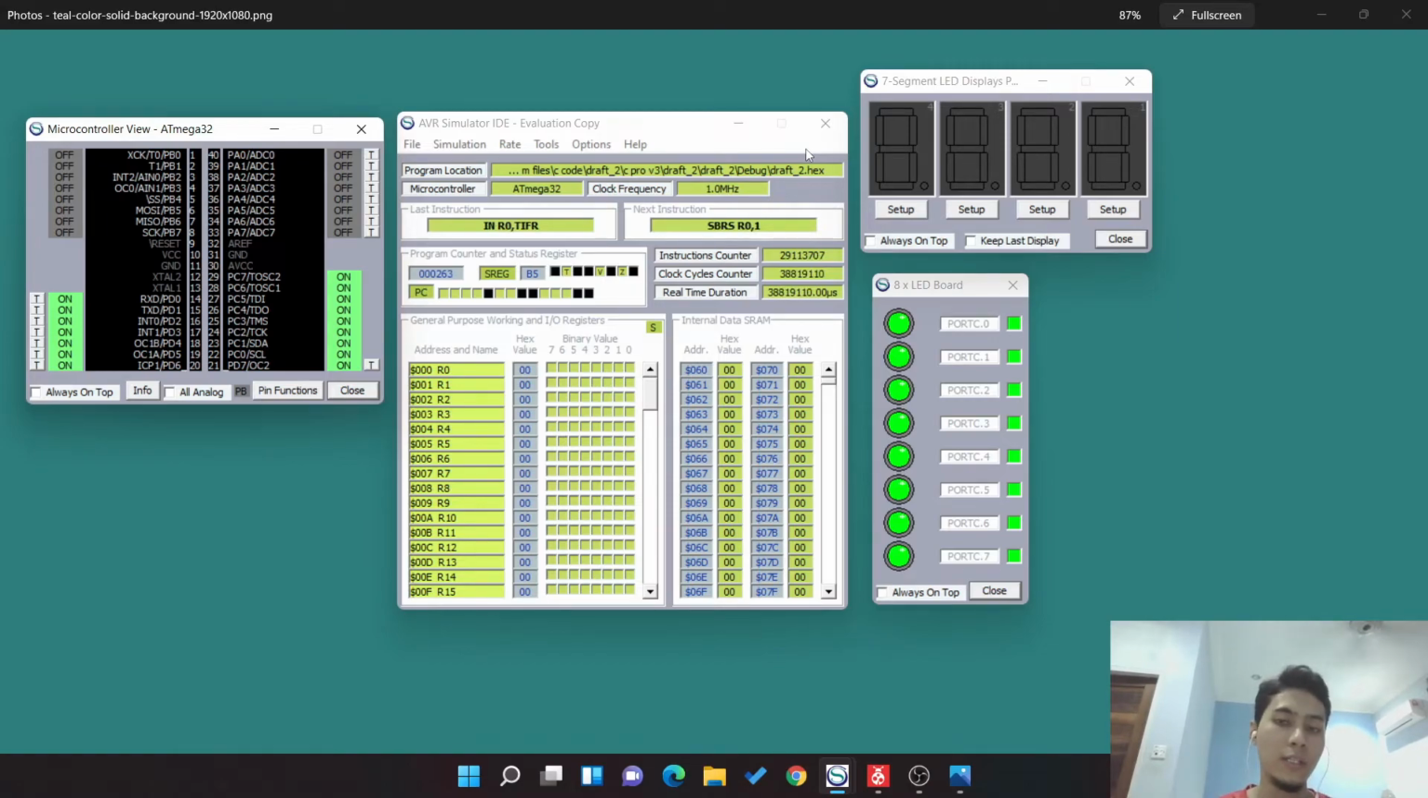For our assembly program, the result will be similar to this C program hex file simulation. The only difference is that instead of displaying dash, our assembly code will display the upper nibble first and then the lower nibble, so it will display two numbers for each addition and subtraction.